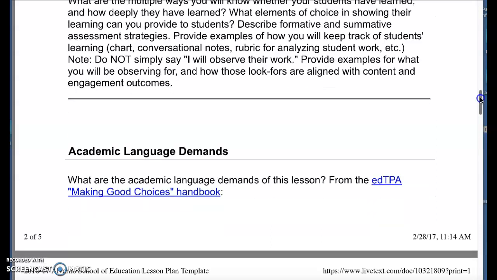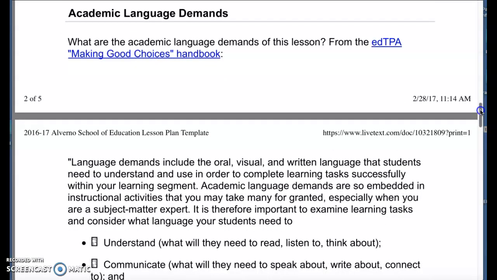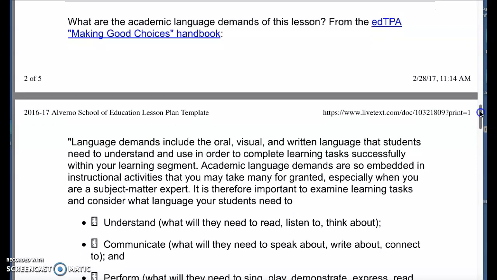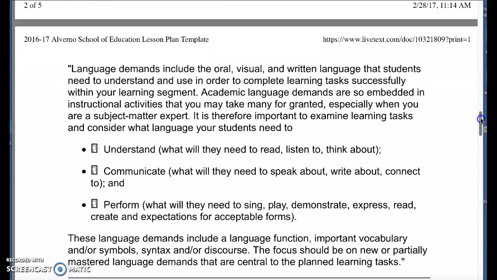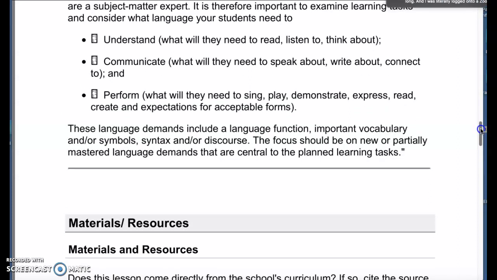The academic language demands are the oral, visual, and written language that the students need in order to understand and use to complete learning tasks successfully within this learning segment. So they're embedded in instructional activities, and you want to make sure you include what they understand, how they can communicate, and if there's a performance section. The language demands include function, vocabulary, symbols, syntax, or discourse. The focus should be on new or partially mastered language demands that are essential to the planned learning tasks.